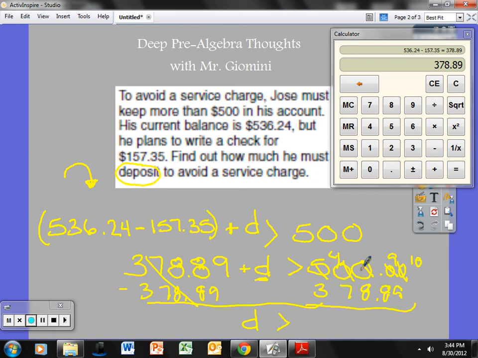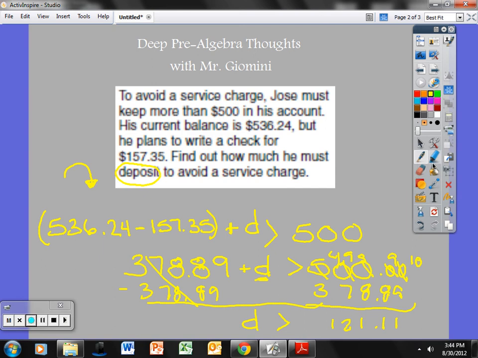That becomes a 9, a 9, a 9. So I have 10 minus 9 is 1, 9 minus 8 is 1, decimal point, 9 minus 8 is 1, 9 minus 7 is 2, 4 minus 3 is 1. So Jose must deposit greater than $121.11. So his deposit must be greater than this so that he has more than $500. Now I'm going to erase this stuff. I'm going to keep that D is greater than $121.11.